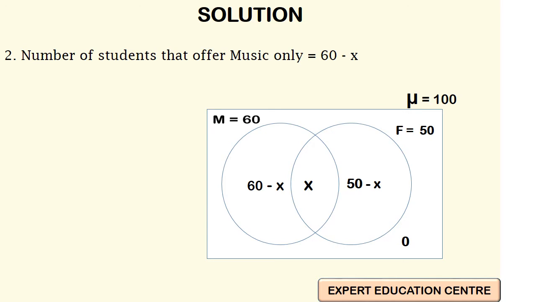Question 2. How many students offer music only? That will be 60 minus x. Since x is 10, 60 minus 10 will give us 50. Therefore, there are 50 students that offer music only. Similarly, the number of students that offer French only is given by 50 minus x. If we take 10 out of 50, we are left with 40. So 40 is the number of students that offer French only.